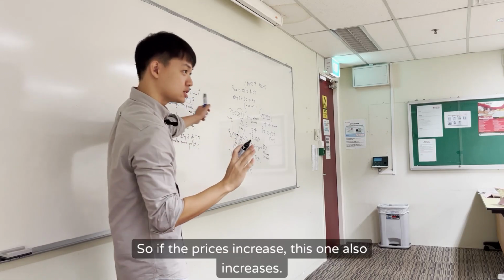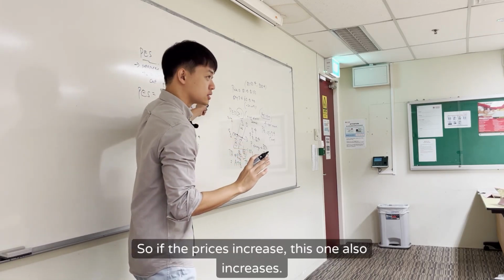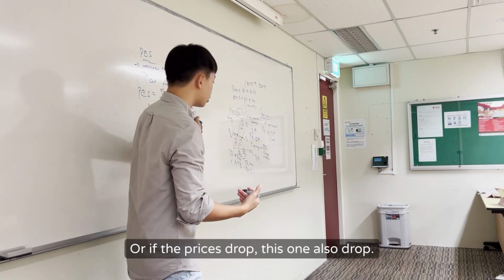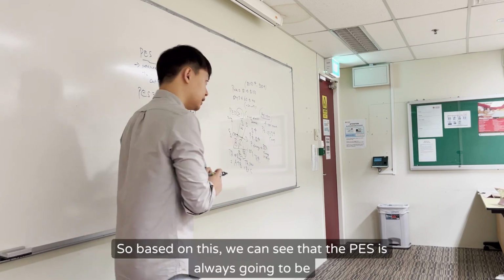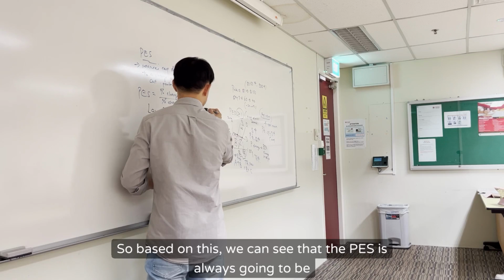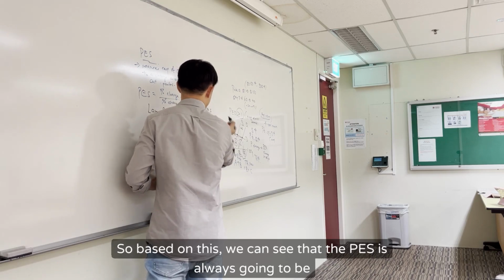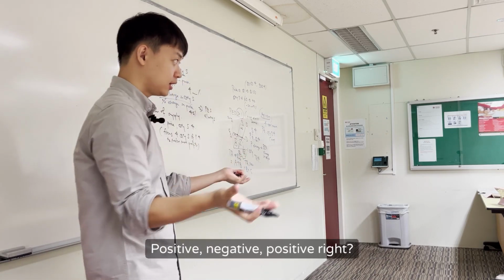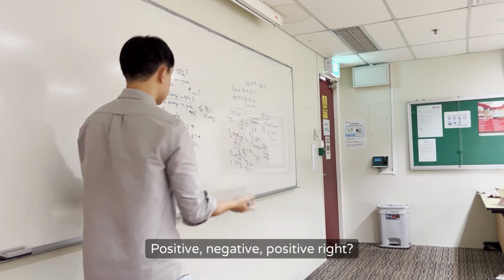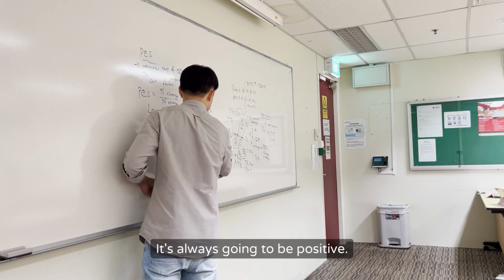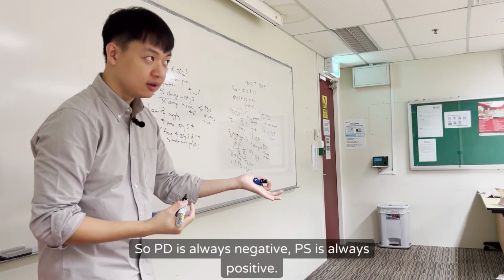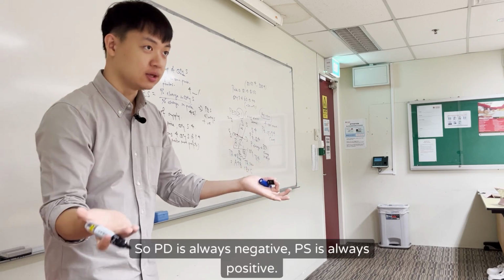Correct? So if the prices increase, this one also increases, right? Or if the prices drop, this one also drops. So based on this, we can see that the PES is always going to be positive. So PED is always negative, PES is always positive.